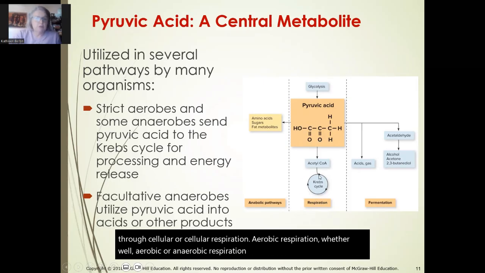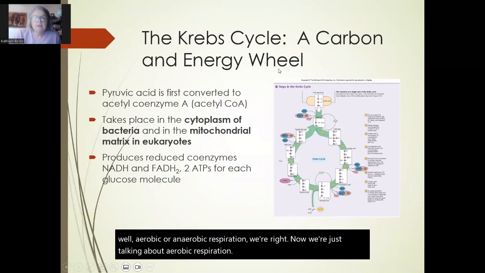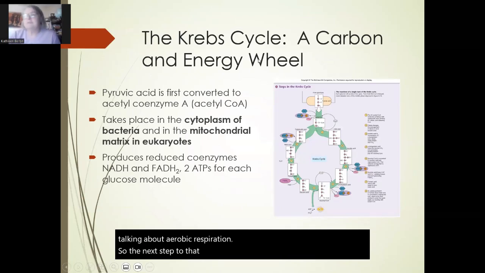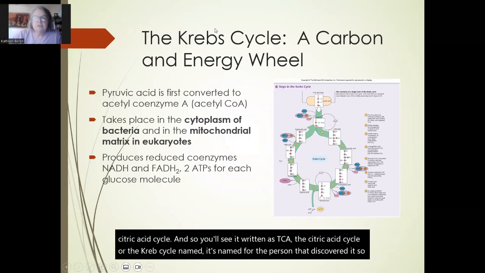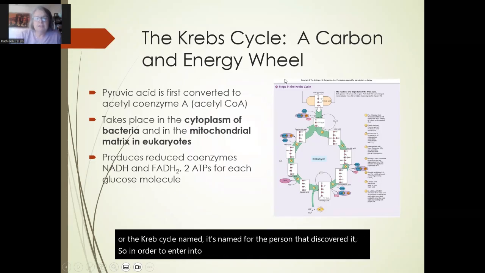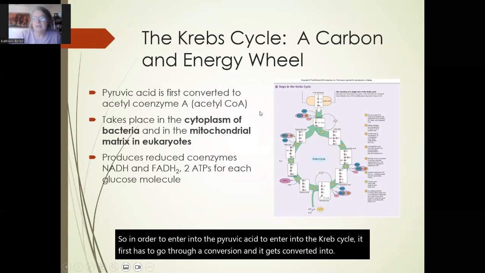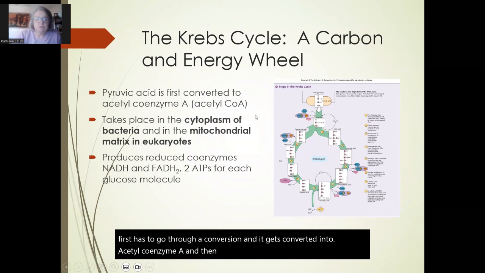Right now we're just talking about aerobic respiration. So the next step to that is the Krebs cycle, or it's also called the citric acid cycle. You'll see it written as TCA, the citric acid cycle, or the Krebs cycle. It's named for the person that discovered it. In order for pyruvic acid to enter into the Krebs cycle, it first has to go through a conversion, and it gets converted into acetyl coenzyme A. That's an important first step.